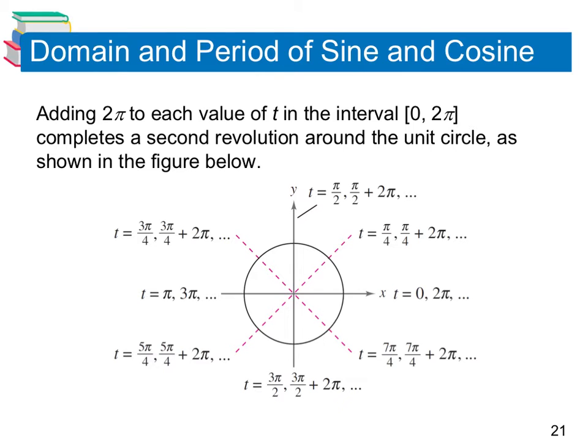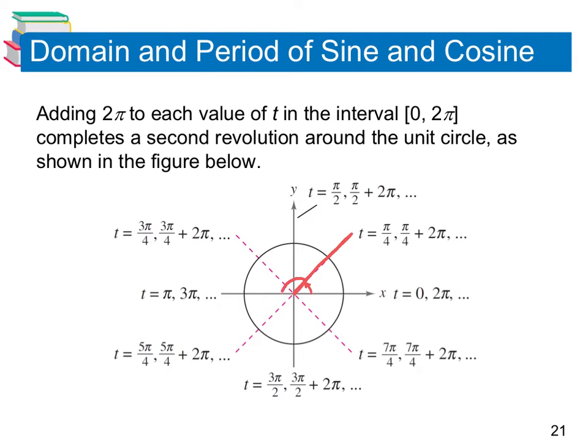Adding 2 pi to each value of the t in interval 0 to 2 pi completes a second revolution around the unit circle as shown in the figure below. So if we start with, let's just take this one, the angle pi over 4. This angle here is pi over 4. We can add 2 pi and we just complete a second revolution around the unit circle.